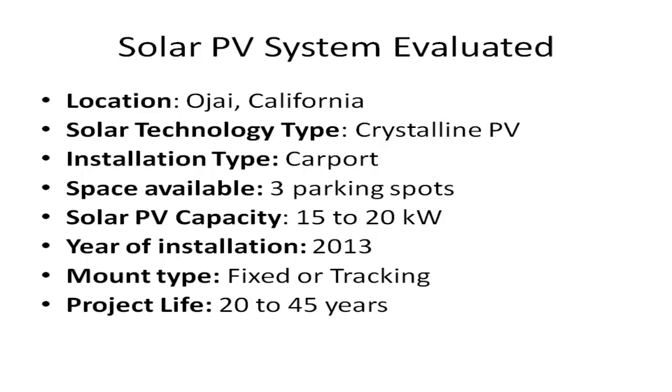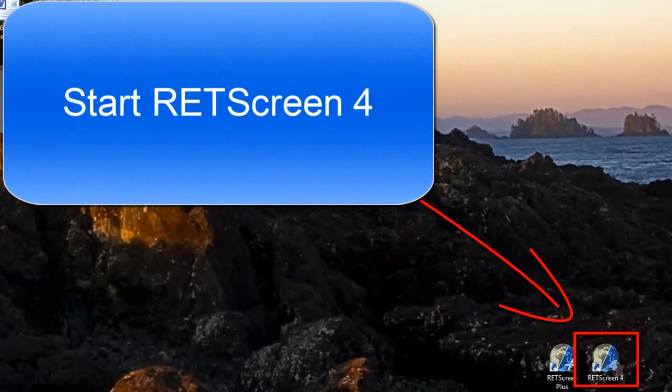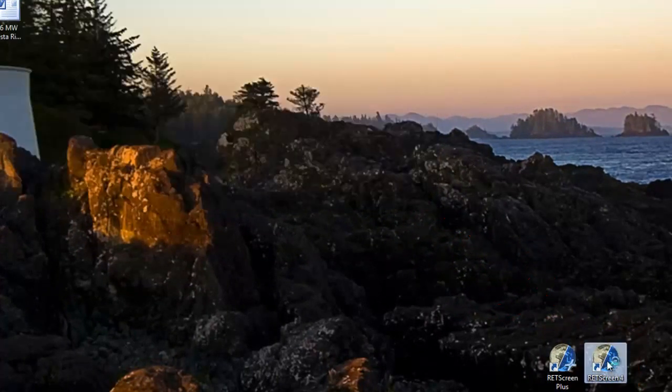The PV system will be installed on a carport presumed to be located in a college campus setting and that can also be used to recharge electric vehicles. To begin, let's open RETScreen 4 and fill out the Start worksheet.